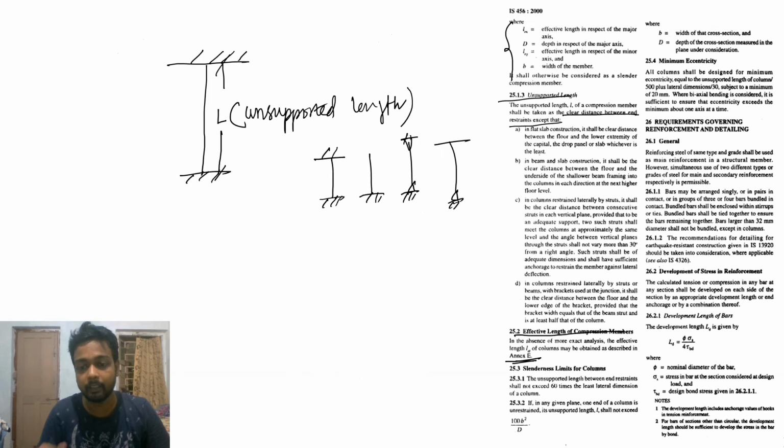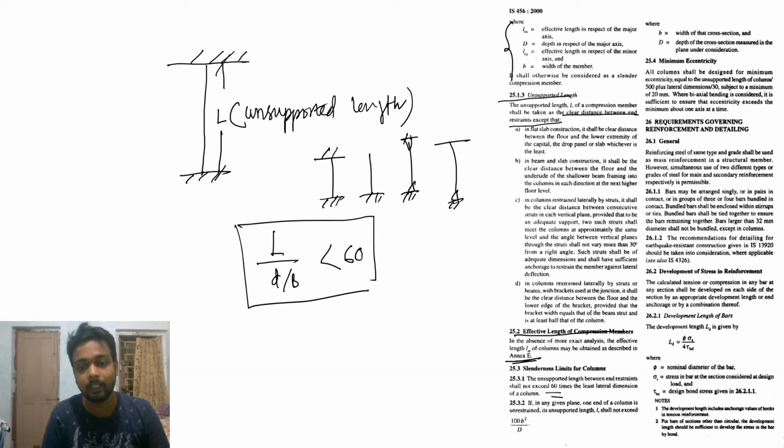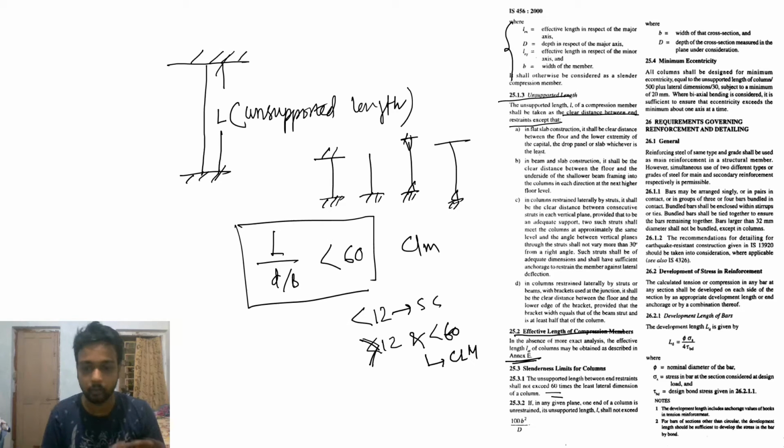But what about the greater than scenario? The unsupported length between end restraints shall not exceed 60 times the least lateral dimension. That means L divided by D or B should be less than 60. If less than 60, that should be a column. So very precisely, I can say less than 12 is a short column, and greater than 12 and less than 60 is a column. I hope the doubt is clear.